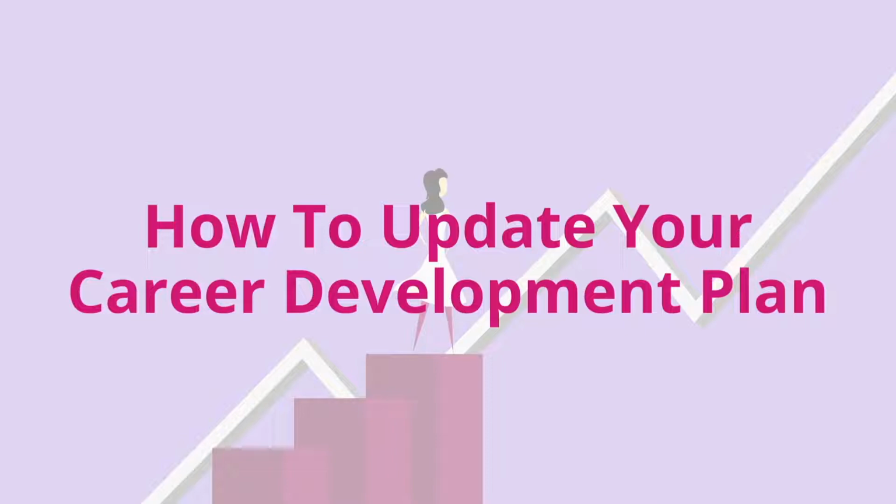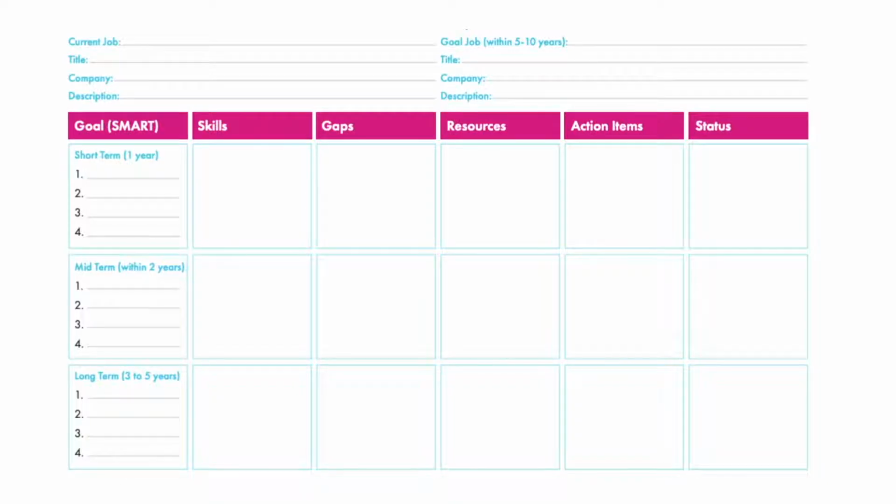In this quick video, I'm going to show you how to update your career development plan template. There are 7 areas of your career development plan. At the top of the plan, you're going to list out your current job, including title, company, description. I'd also include when you started, how long you've been in that role, and then your future goal job. Where do you want to be, let's say 5 years? This template's going to help you chart your progress and map out a plan to get you where you want to be within the next 5 years.